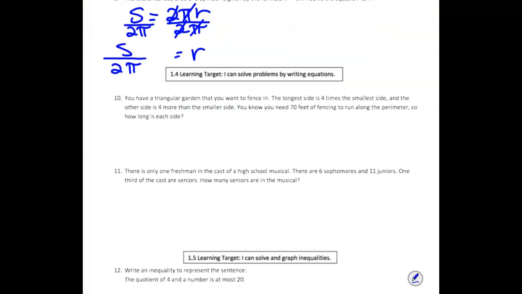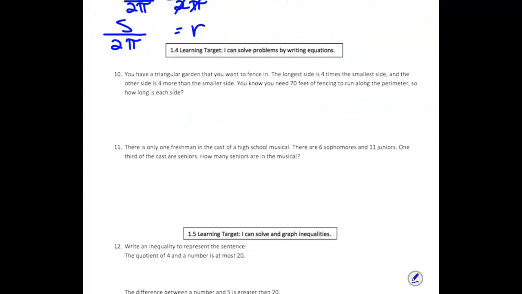All right, question 10. It says you have a triangular garden that you want to fence in. The longest side is 4 times the smallest side, and the other side is 4 more than the smallest side. You know that you need 70 feet of fencing to run along the perimeter, so how long is each side? So again, we're just going to sketch a triangle. We are given the longest side in terms of the smallest side.